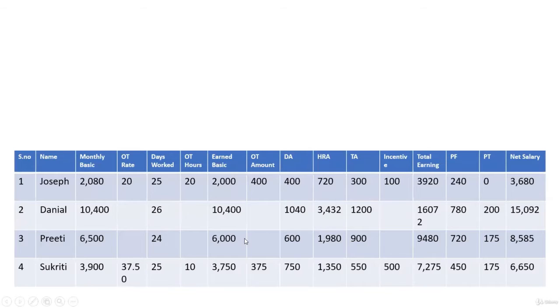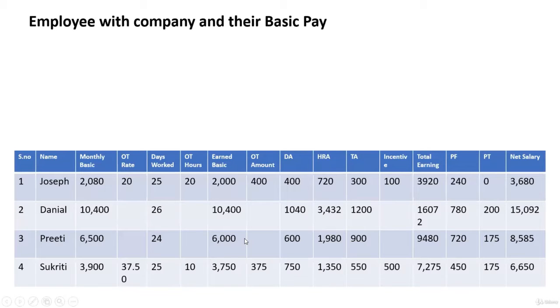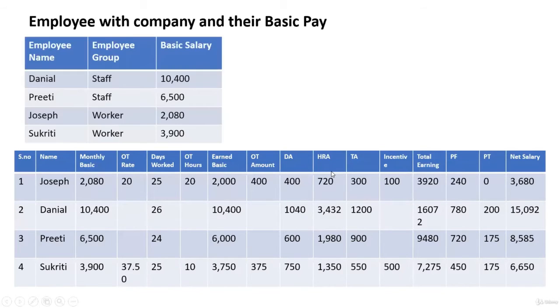Now the next, let's understand this with the help of an example. First of all, we have employees with the company and their basic pays are given here. We have 4 employees. Daniel and Preeti come under the group of staff, who may be the finance staff or any other staff, and Joseph and Sukriti are workers. They are the laborers in our factory, helping in our production.